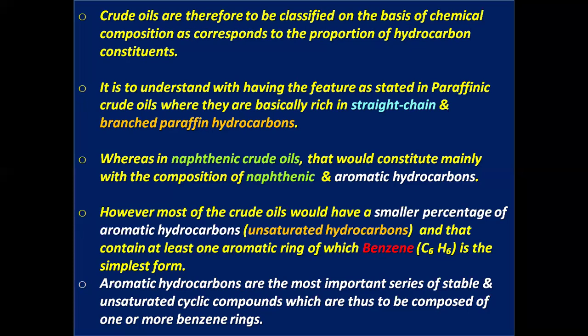This is to be understood with the feature stated in paraffinic crude oils, where they are basically rich in straight chain and branched paraffin hydrocarbons, whereas naphthenic crude oils are constituted mainly of naphthenic and aromatic hydrocarbons. However, most crude oils have a smaller percentage of aromatic hydrocarbons, that is unsaturated hydrocarbons that contain at least one aromatic ring, of which benzene, C6H6, is the simplest form. Aromatic hydrocarbons are the most important series of stable and unsaturated cyclic compounds, composed of one or more benzene rings.